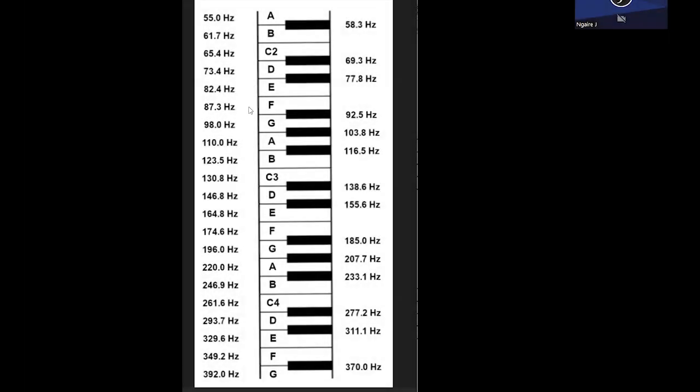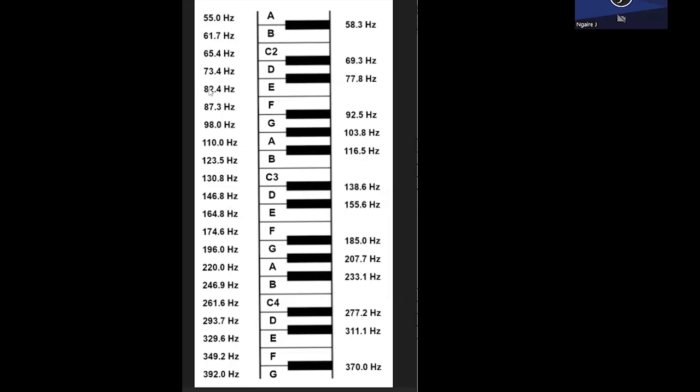So let's look at this diagram of a piano keyboard. This is an electric keyboard. It wouldn't be an acoustic piano, because the numbers wouldn't be so precise on an acoustic piano. They would be more approximate. There are a few things to note about this.